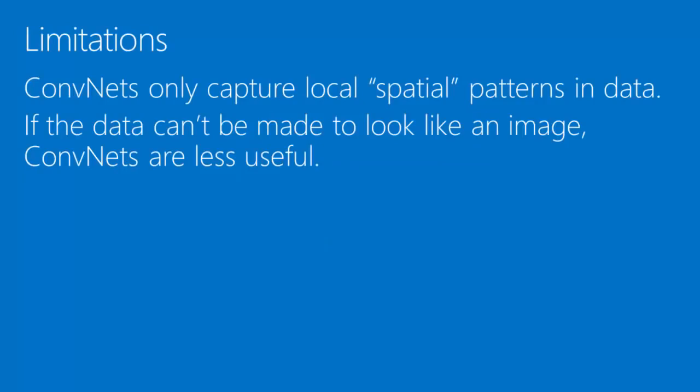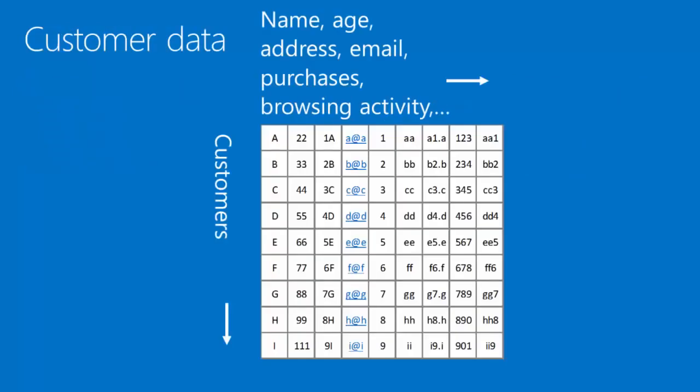Now, the other side of this limitation of convolutional neural networks is that they're really designed to capture local spatial patterns. Spatial in the sense of things that are next to each other matter quite a bit. So if the data can't be made to look like an image, then they're not as useful. An example of this is some customer data. If I have each row as a separate customer, and each column as a separate piece of information about that customer, such as their name, their address, what they bought, what websites they visited, then this doesn't so much look like a picture. I can rearrange those columns and those rows, and this still means the same thing. It's still equally easy to interpret.